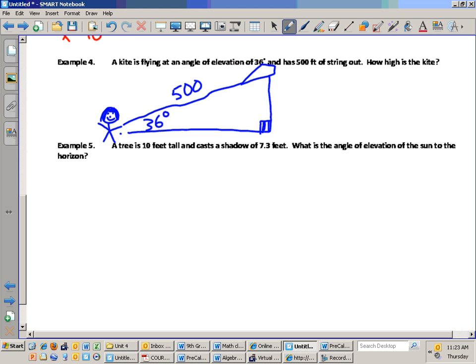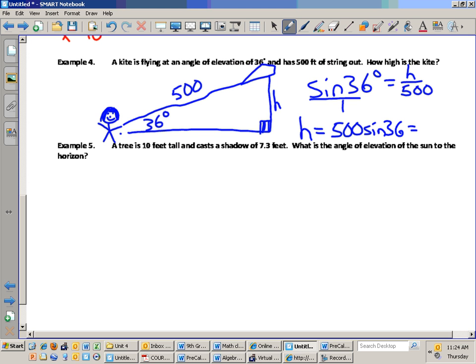Okay. Kite's flying at an angle of elevation, so that's what it means they have an angle of elevation. From the horizon, you rise up 36 degrees, 90 degrees, 500 feet. How high, so we're looking for this h, is the kite flying? Somebody give me a trigonometric ratio. Very good. Sine of 36 degrees is equal to h over 500. Cross multiply. H is equal to 500 times the sine of 36, which is what?